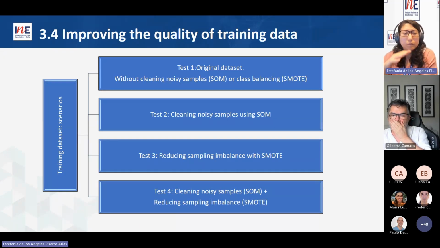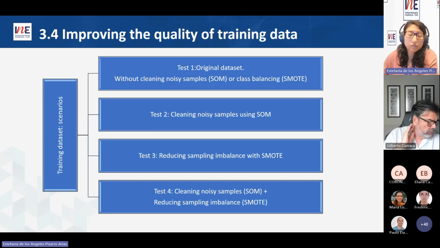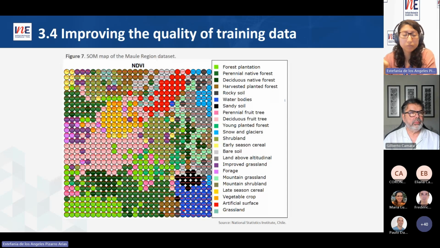Now, to evaluate the quality of the data set, we applied 4 tests to choose the best training data set. The first test is our baseline, our original data set, without cleaning noisy samples with some filtering or applying smoothing, so we have noisy samples and imbalance. As a diagnosis, we can show this summary as the first result of the analysis.